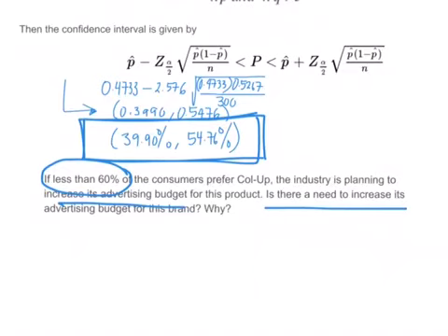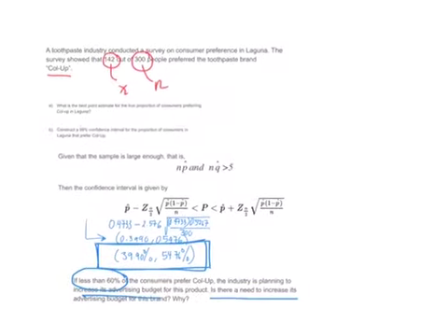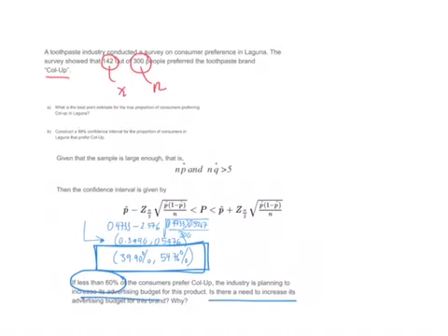Okay, so that's all for this video. I hope you now know how to find the estimate and how to construct a confidence interval for one population proportion. Okay, that's it. Thank you.